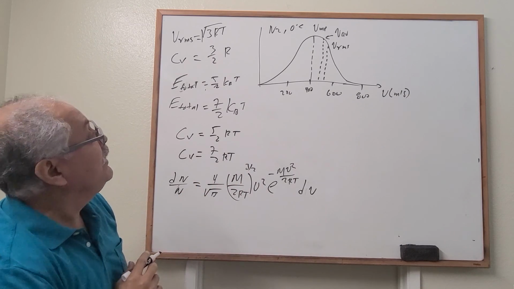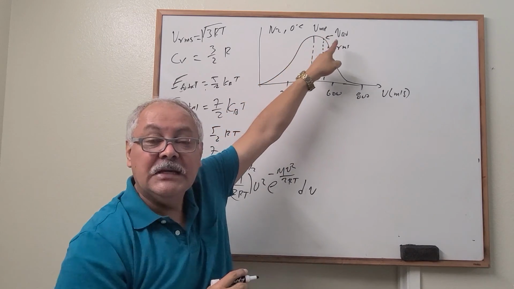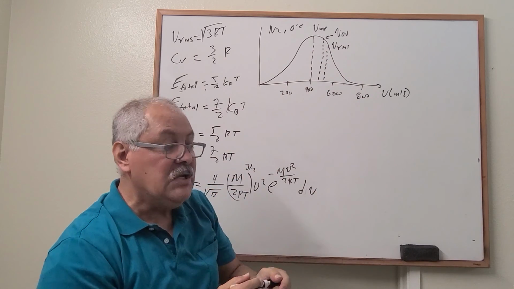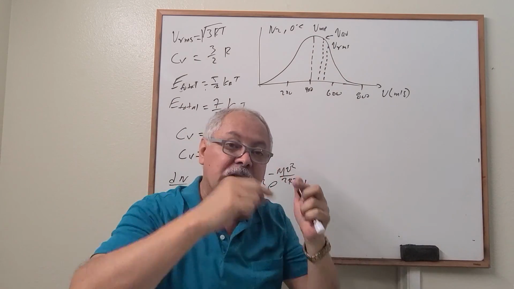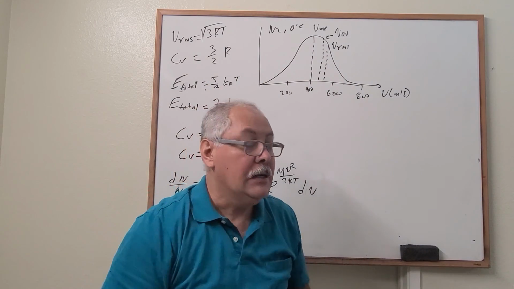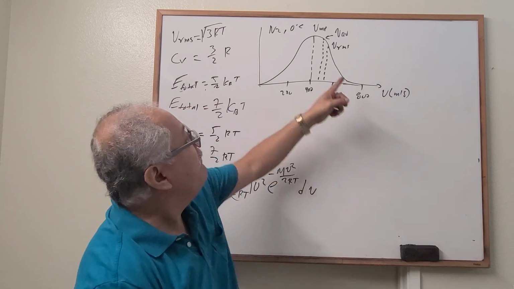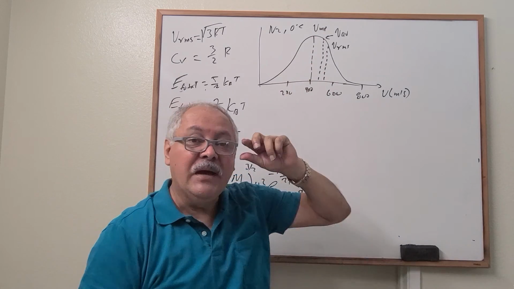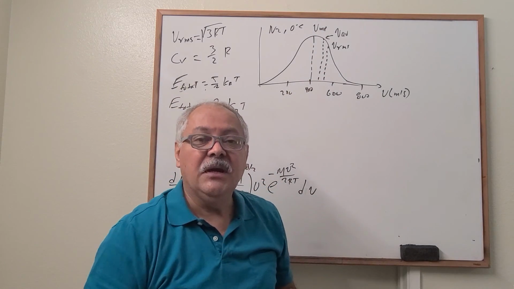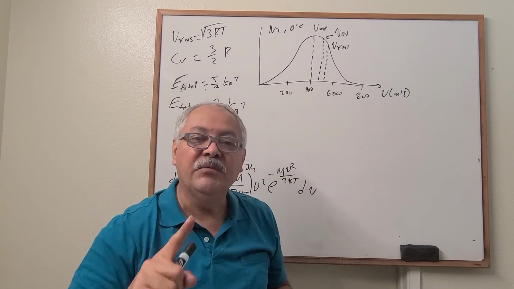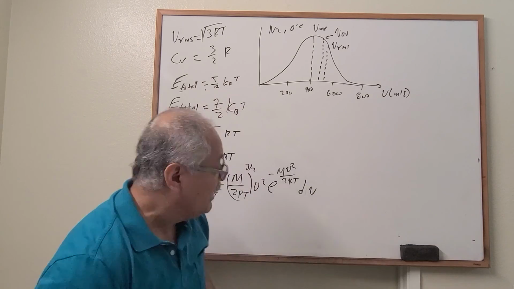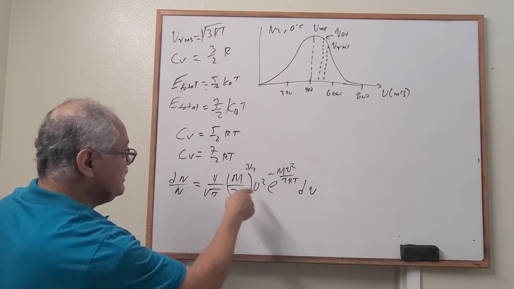Let's just start with the most probable speed. So it's the maximum. When we're dealing with calculus and we have a function, a curve, we have maximums and minimums. How do we find the maximum? Remember, we find the maximum when we take the derivative of the function and set that derivative equal to 0. So what do we have then? What is the function? It's this function.